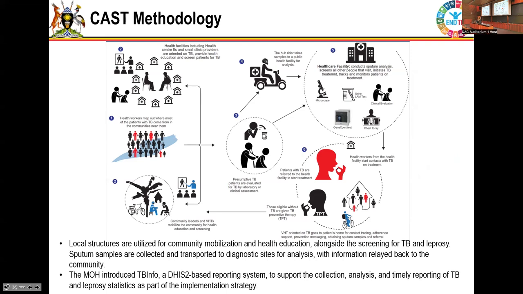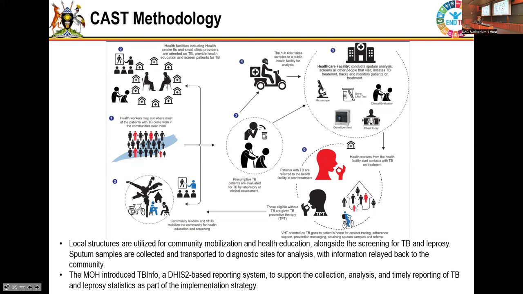So they were also doing contact tracing for the index TB patients when they go to the communities and are able to pick the data at that level. The people who come to the health facilities are diagnosed, and those who have TB are started on treatment. Those that do not have TB, if they are contacts, are given TPT. So it was a whole community structure, which was led by the community leadership.